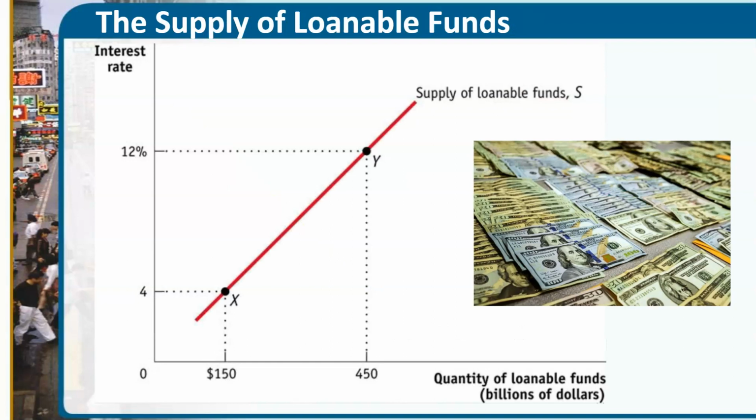The supply of loanable funds is the idea that as the prices rise, the supply of those funds also rises because businesses want to make more money. So as the interest rate goes up, the supply of loanable funds will go up because people will be more willing to put their money in, and banks will be more willing to loan the money to individuals at a higher rate. They're going to make more money as a result of this.